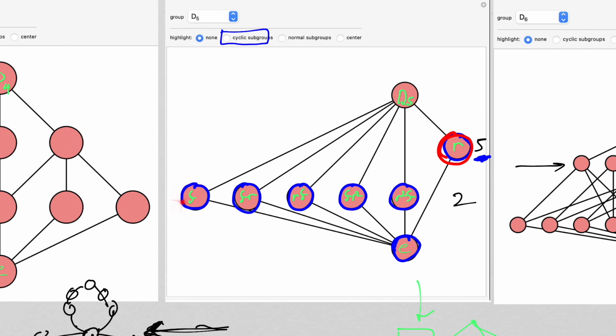But it is true, all of these groups are abelian. This group here is abelian. All the cyclic groups are abelian, but they're not necessarily normal, right? So what we'll look at is we're going to just decide, are these guys normal or not?